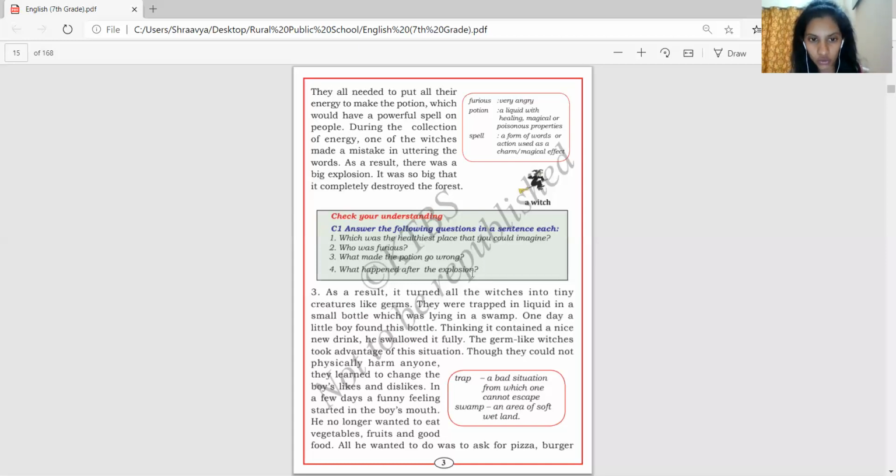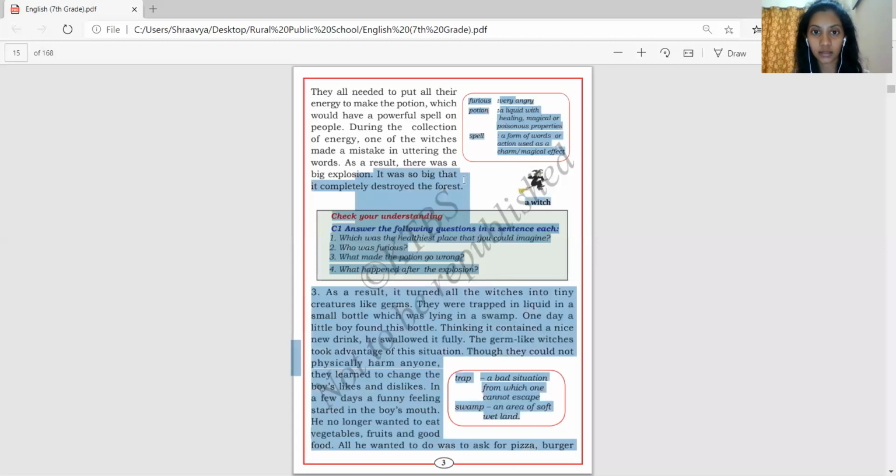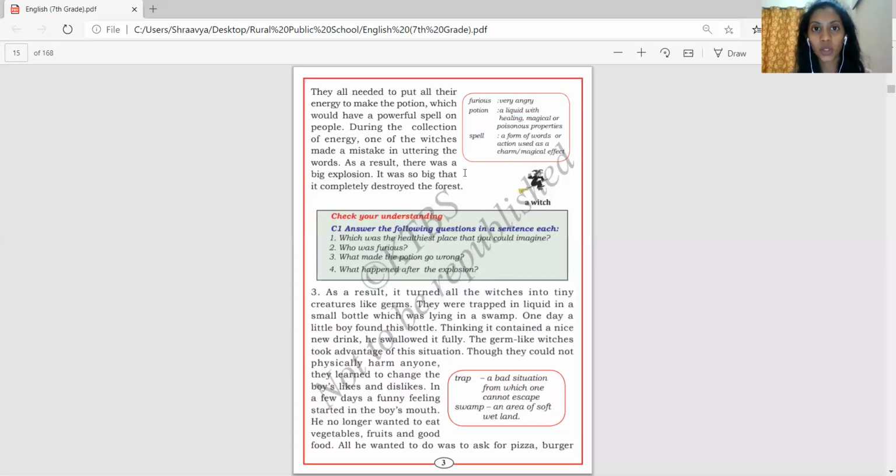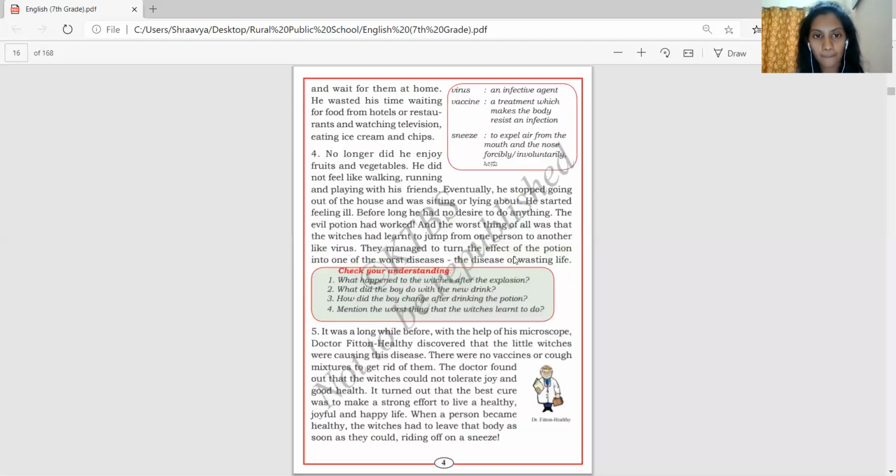And the fourth question is, what happened after the explosion? In the last line, we can see that the explosion was so big that the forest got destroyed, right? So I hope you've understood so far. We can move on to the third and the fourth paragraphs.